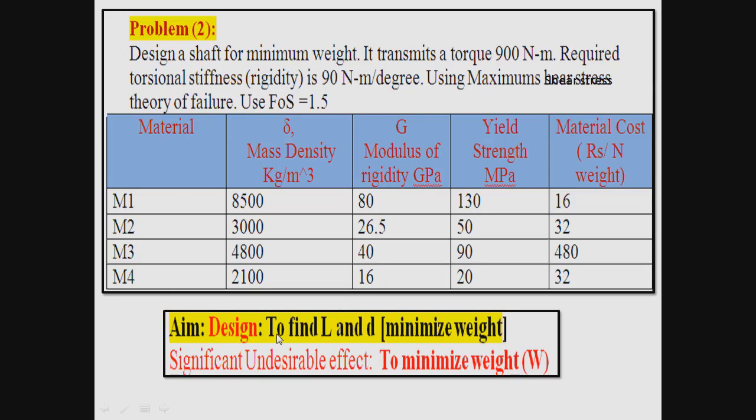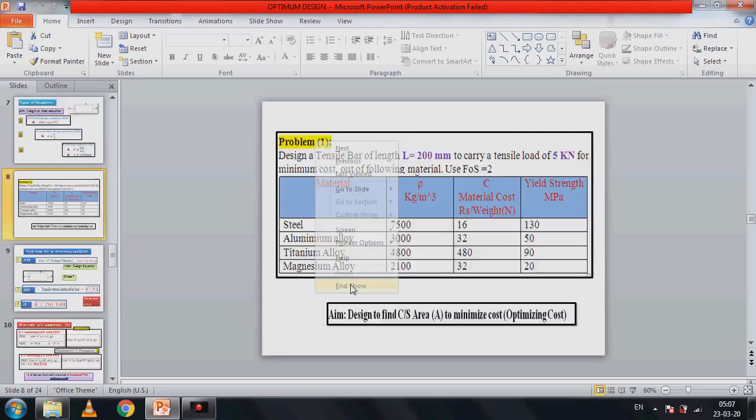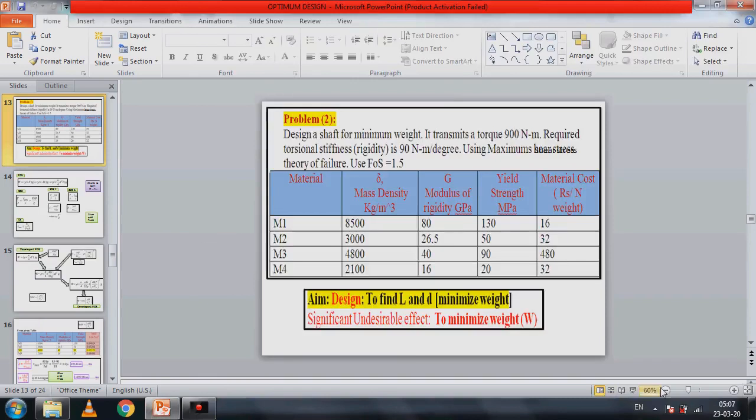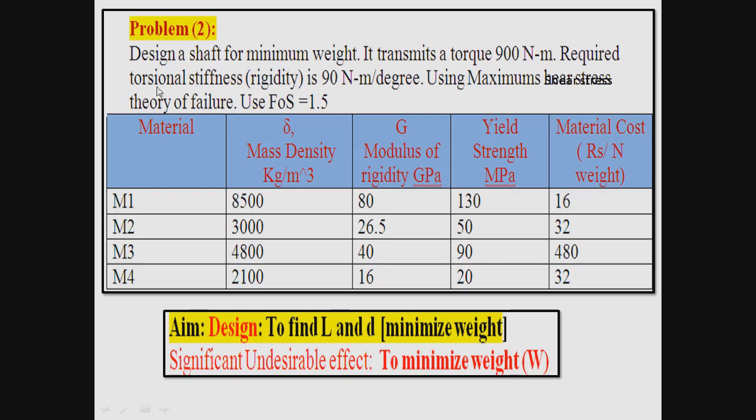Next, let us see the second problem. Design a shaft for minimum weight. Design of the shaft for minimum weight. Design a shaft for minimum weight. It transmits a torque of 900 Newton meter.